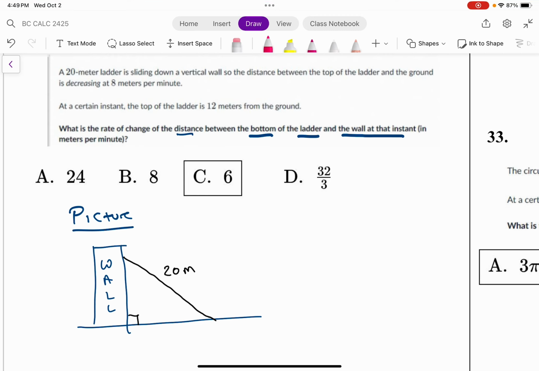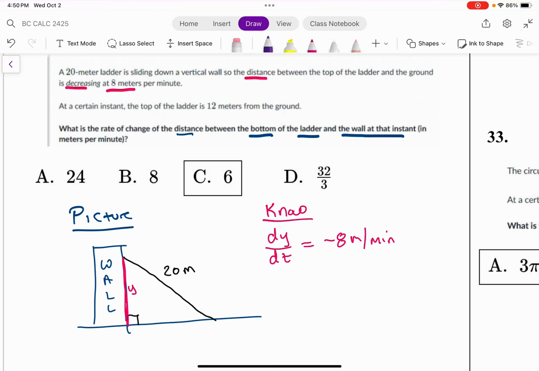The top of the ladder and the ground, it's decreasing. So it says the distance between the top of the ladder and the ground is decreasing at 8 meters per minute. So let's call this distance here y, that's what they're referring to. If that distance is decreasing at 8 meters per minute, then we know dy/dt is negative 8 meters per minute.